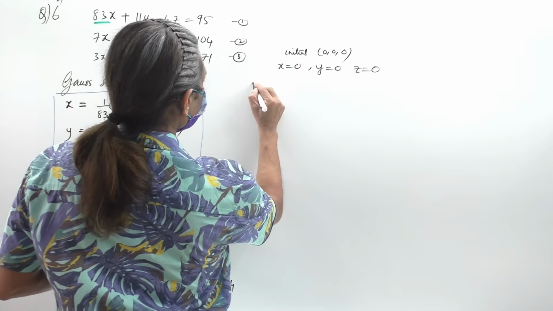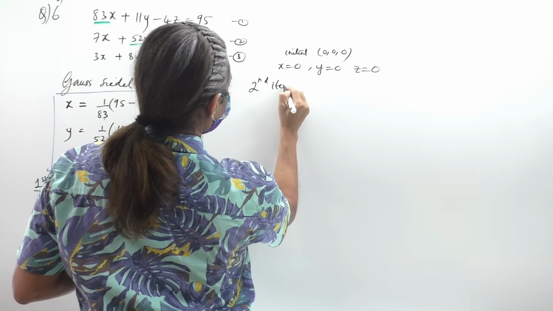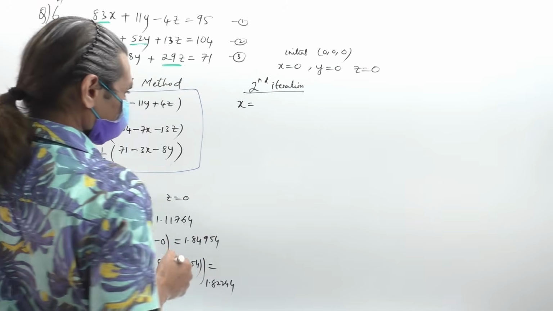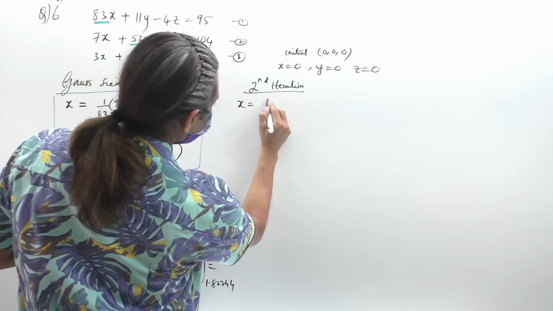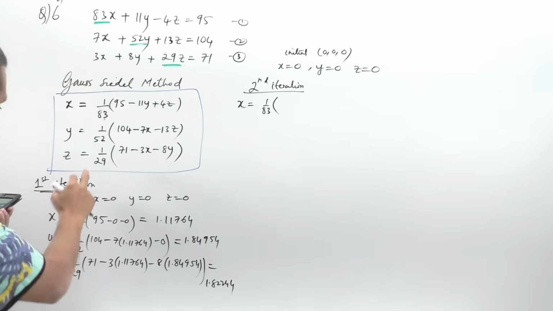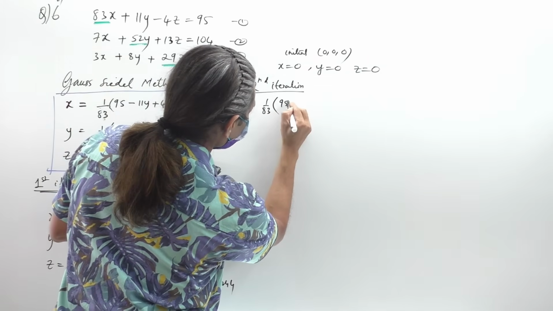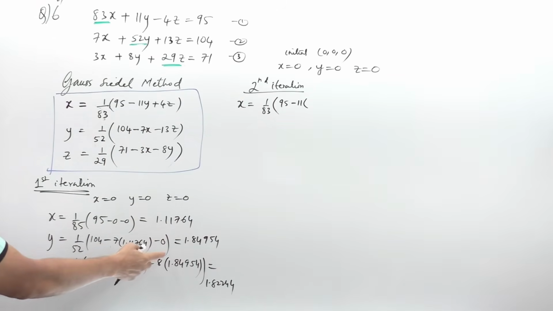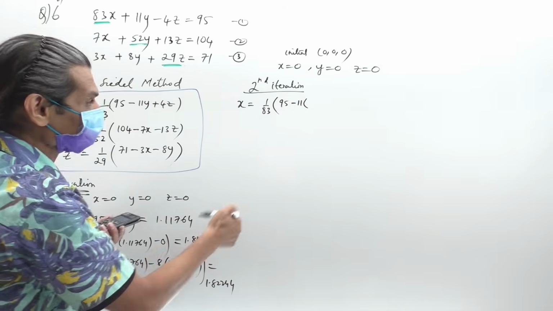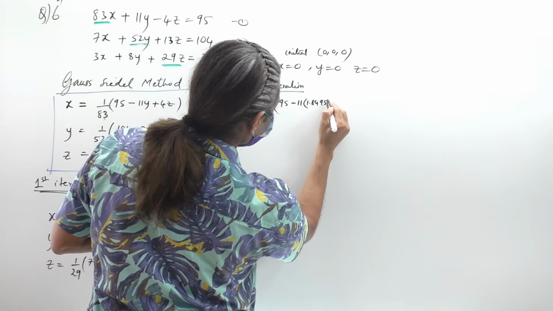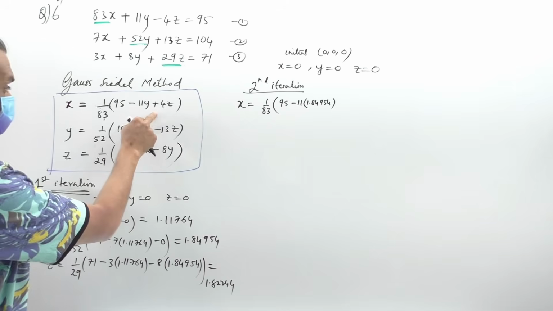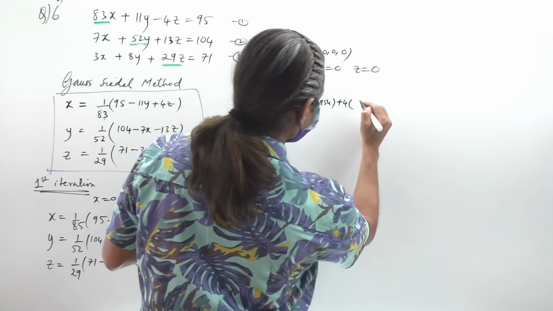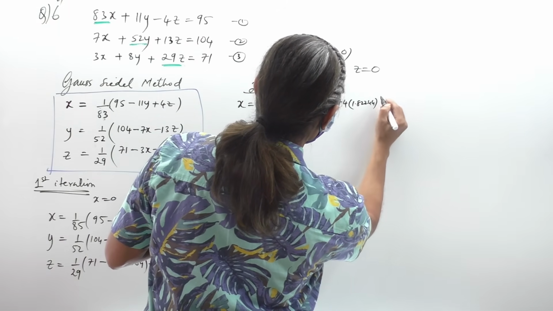Now next iteration, second iteration will be, again we'll write x is equal to the same 1 by 83 into 95 minus 11 into y. So 11 into, what is the new y? From 0 it became, new y is 1.84954. Correct. Plus 4 into, what's that? Z is 1.82244, which is stored in the answer.